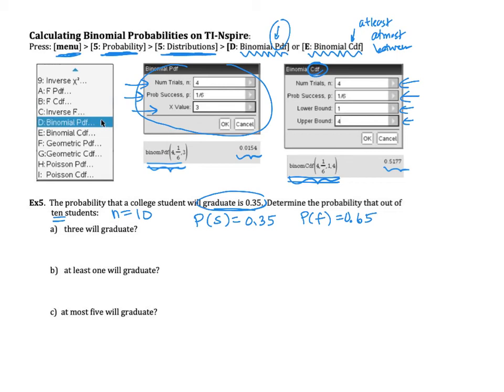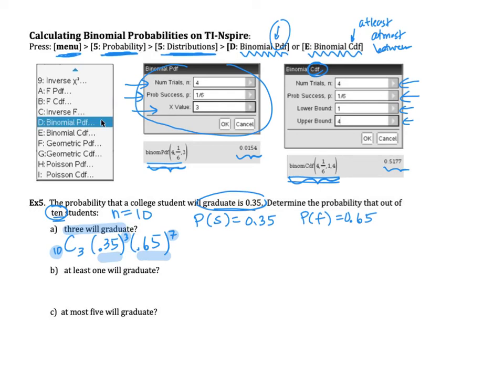So part A says, what is the probability that 3 will graduate out of these 10 students, right? So you might be thinking, okay, let's do it in our binomial world. We have 10 students, we want 3 to graduate, so that would be 0.35 to the 3rd power, and then 0.65 to the 7th power, because again, these two exponents need to add up to 10. This is my probability of success. I want 3 to graduate, that's success. This is my probability of failure. So the other 7 students out of the 10 are going to fail.